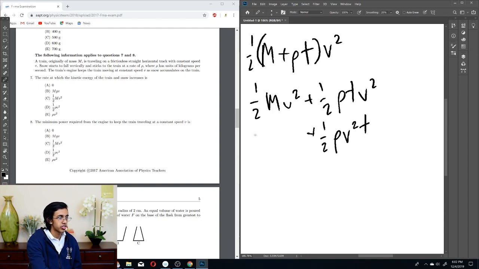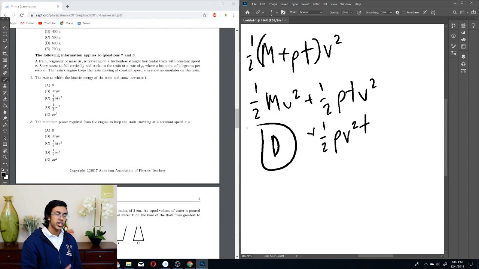So you can see that we start with 1/2 m v squared as our initial kinetic energy when t equals 0, but every second that we increase t by, so when t equals 1, t equals 2, t equals 3, we increase our kinetic energy by 1/2 rho v squared. So that means that our answer is simply D.